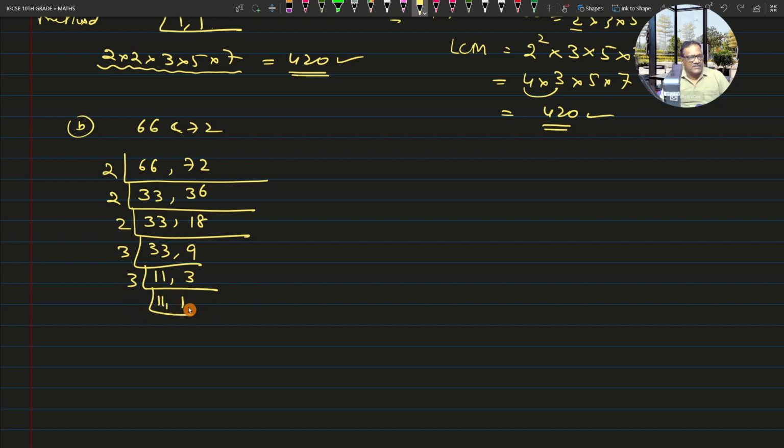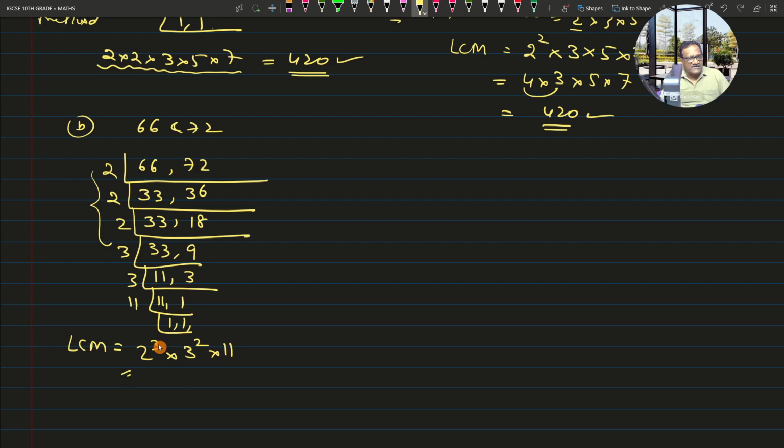Now you are left with only 11 and 1, so take 11 and you'll write a 1 over here, 1 over here. So you have to go on doing this till you get 1, 1 in the bottom bracket. Okay. So the LCM happens to be the product of all these numbers. So 2 you have 3 times, so I'll take 2 raised to 3. 3 I have 2 times, so I'll write 3 raised to 2 and 11.